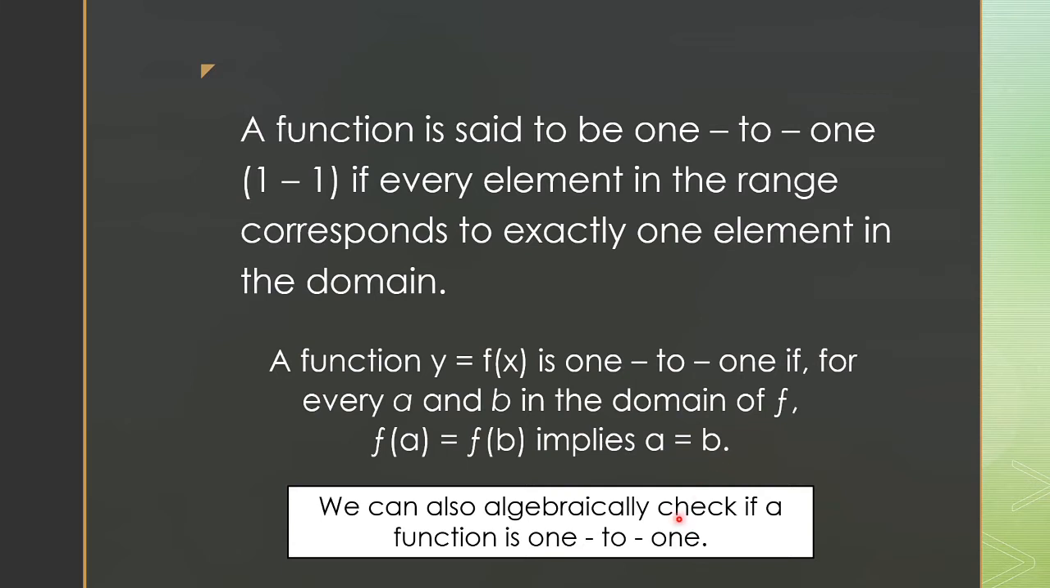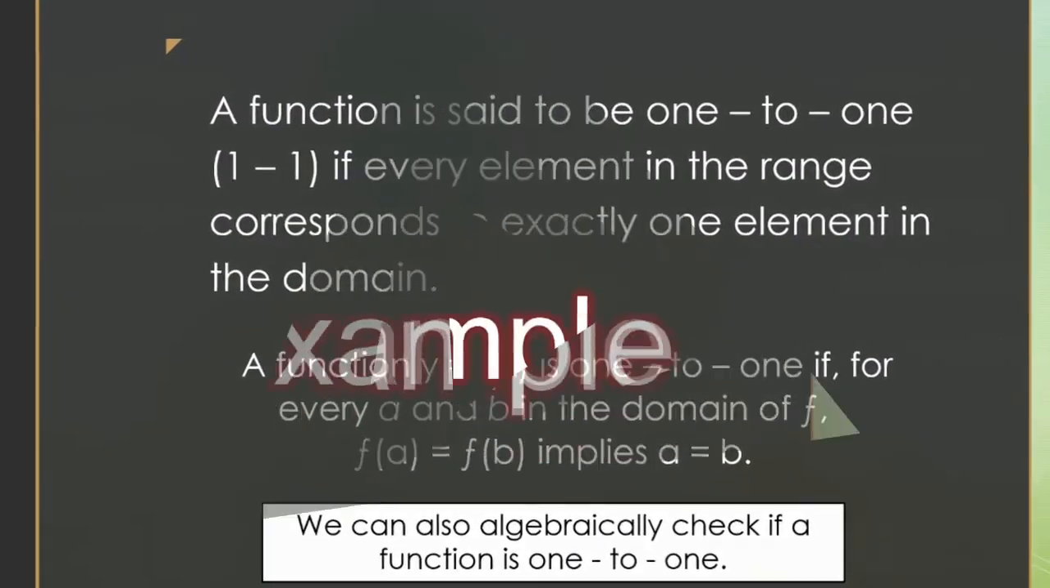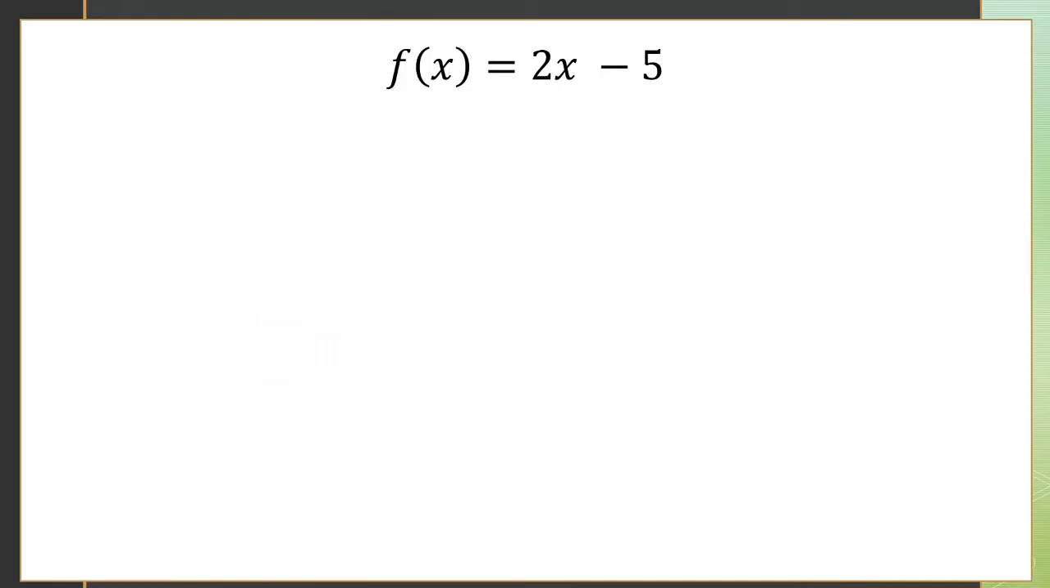We can also algebraically check if a function is 1-to-1. So let us look at this example. I'll give you an example on how to check if a function is a 1-to-1 function. So let us see. Okay, let's have this example. For example, f of x is equal to 2x minus 5. We're going to show if this function is a 1-to-1 function.